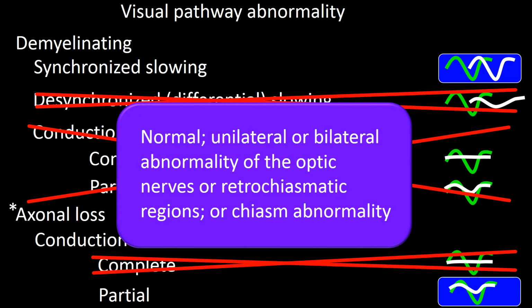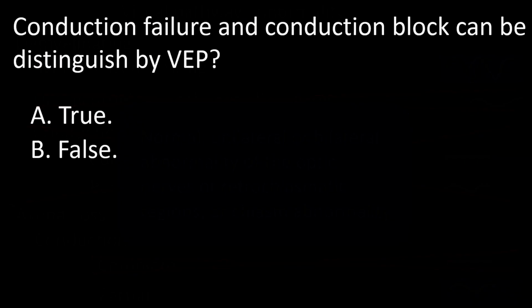Yet, even this distinction is usually not mentioned in most visual evoked potential reports, and the conclusion is usually limited to either a normal or an abnormal study. In case of an abnormal study, the pathology can be localized to the optic nerve, chiasm, and retrochiasmatic region. So the answer to this question is B.